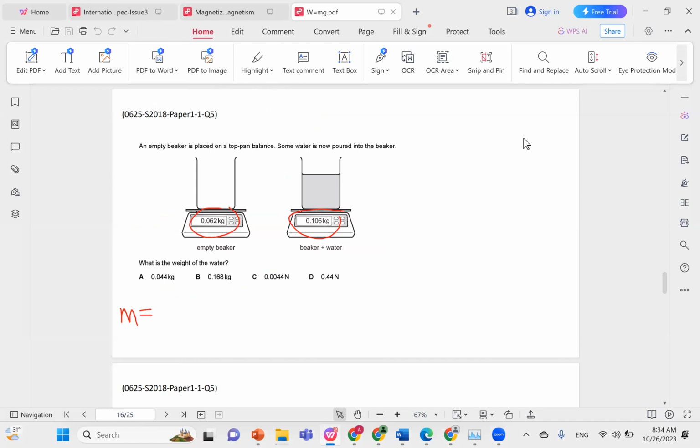We're going to say 0.106 minus 0.062. We're basically removing the mass of the beaker just to calculate the mass of the water itself. Let me do it on the calculator really quickly. So 0.106 minus 0.062, and that gives us 0.044 kilograms.